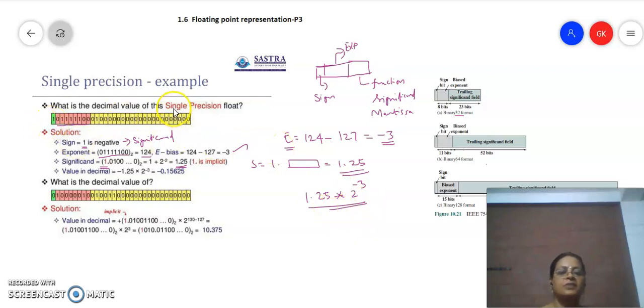So in the examination, you might be given a problem where a binary pattern is given and you might be asked to find the value, or you will be given a value like this and they will ask you to represent this number in 32-bit or single precision floating point format. Similarly, there is one more example here. What is the decimal value they have asked? Okay, so now we have to find the solution for this.